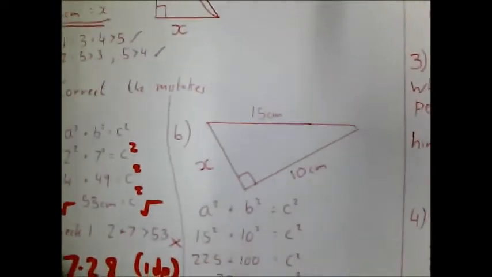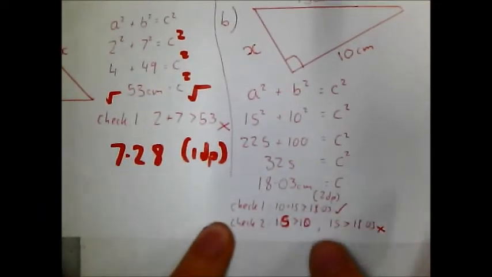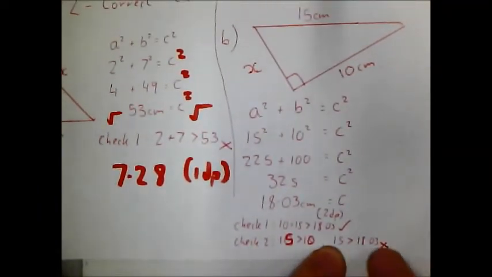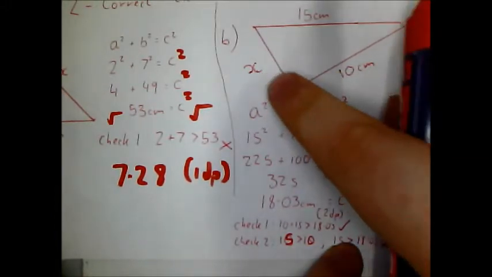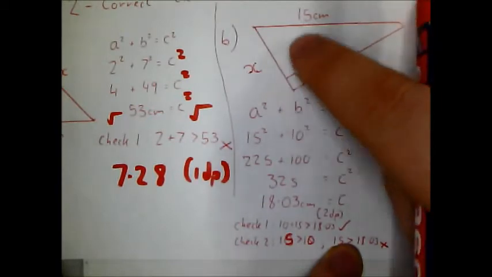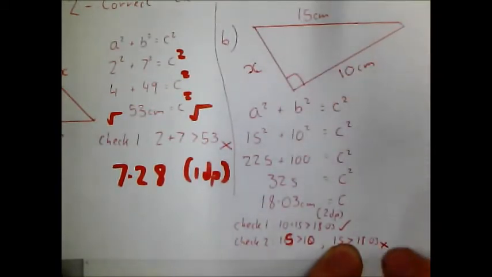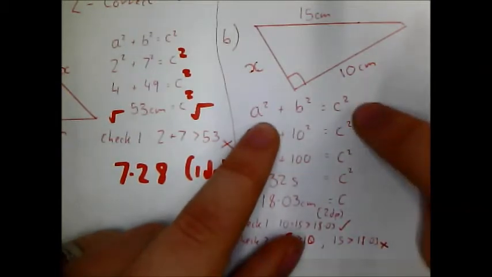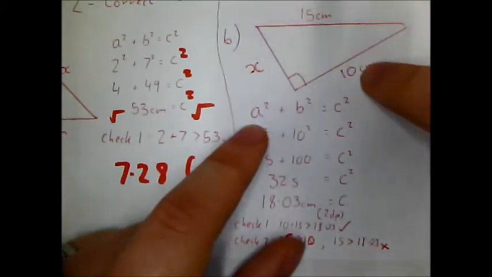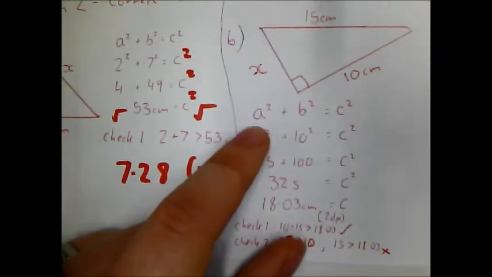So when they've done their checks, they've noticed that the hypotenuse is not in the correct place. They've worked out this to be 18.03, which is clearly larger than 15. So here's their mistake. When we see this, we should be thinking they've probably used the wrong Pythagoras' theorem up here, and they have. They've added the longest side and the shorter side, when what they should have done is take away the shorter side squared from the longest side squared. So I'm going to correct that up here.